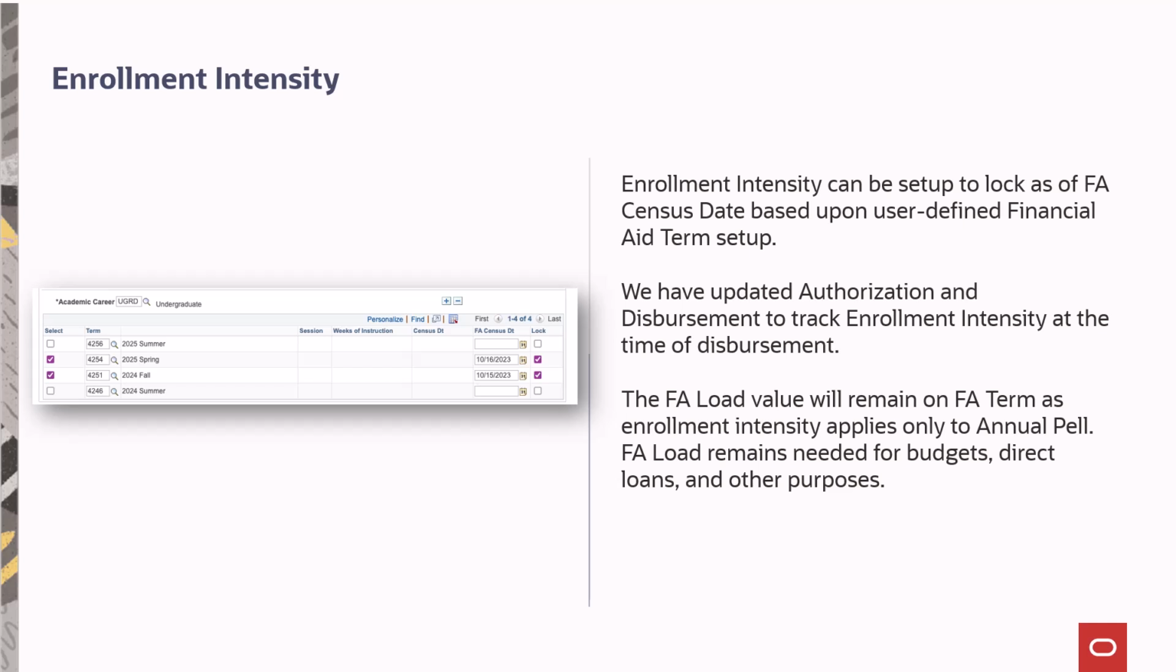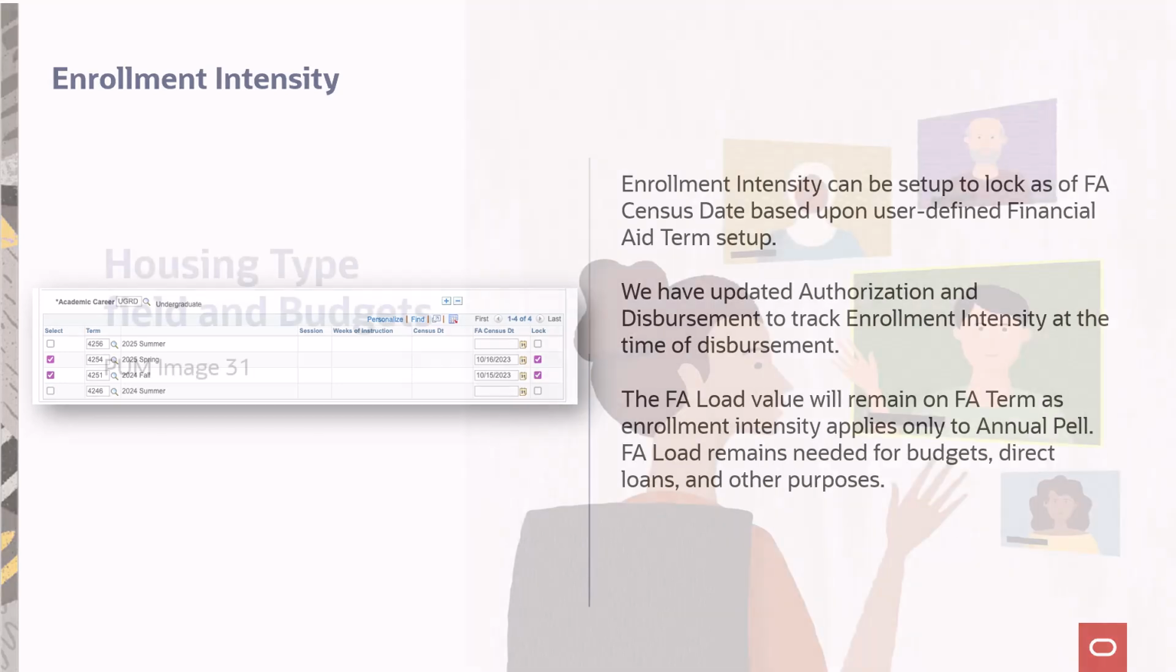Enrollment intensity has been added to FA term audit and census date tracking pages. We have updated authorization and disbursement to track enrollment intensity at the time of disbursement. The FA load value will remain on FA term as enrollment intensity applies only to annual Pell. FA load remains needed for budgets, direct loans, and other purposes.